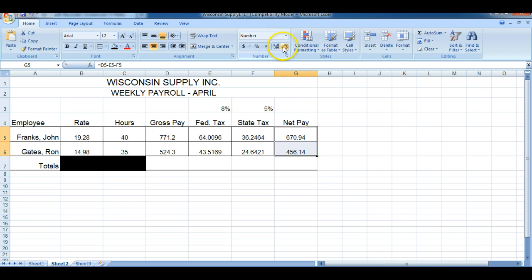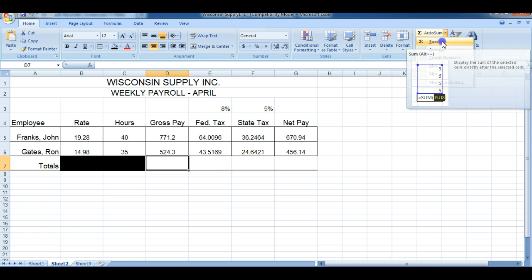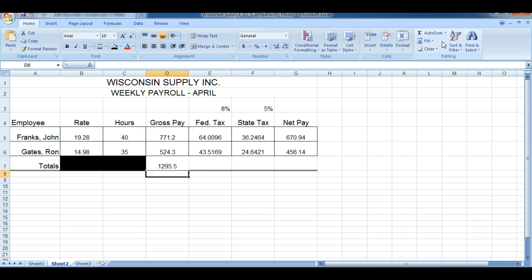Again, let's get rid of the extra decimal place. I'm going to click over to D7. I'm going to do an auto sum to get my sum. I'm going to enter, click on my answer, fill it in, and you can just click on the zeros up here to get it to where it looks right.